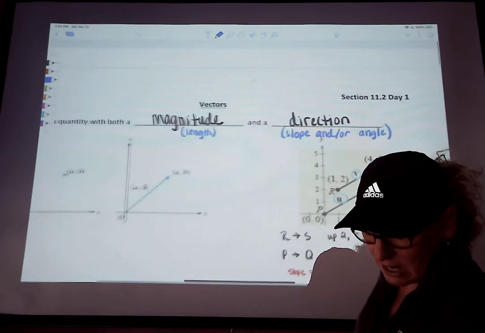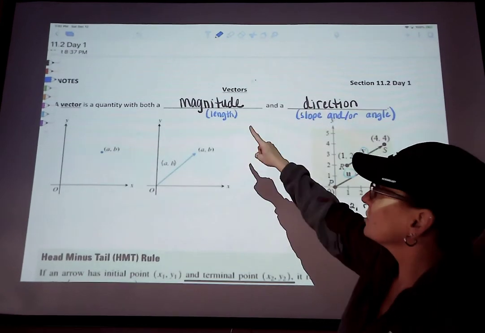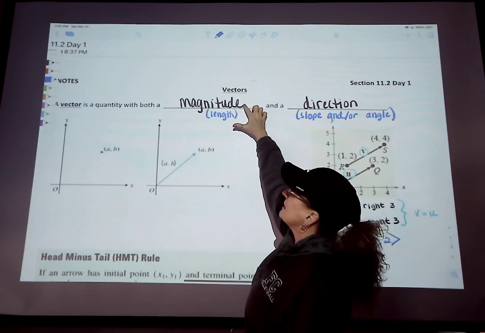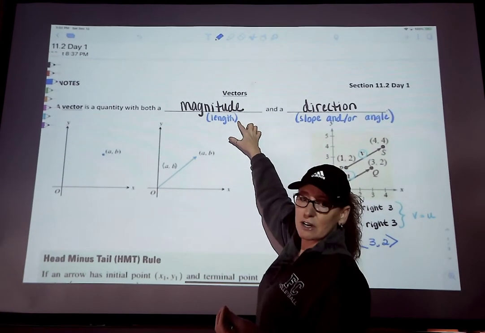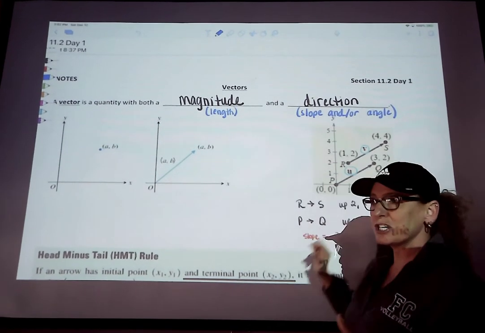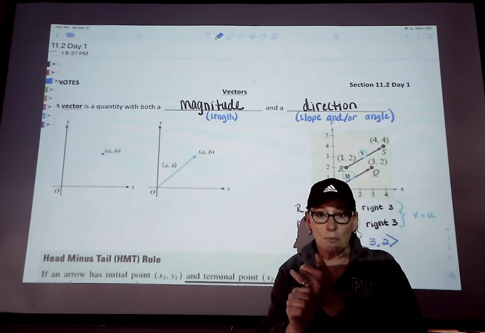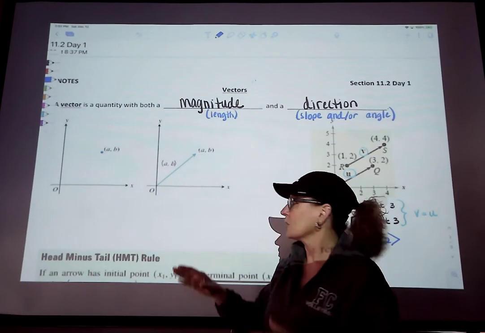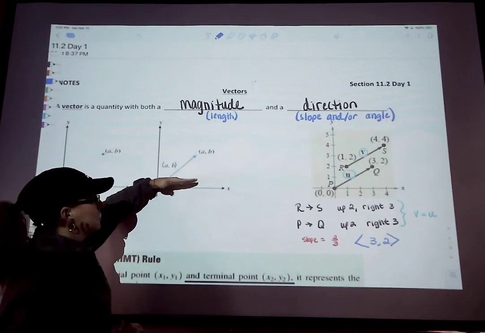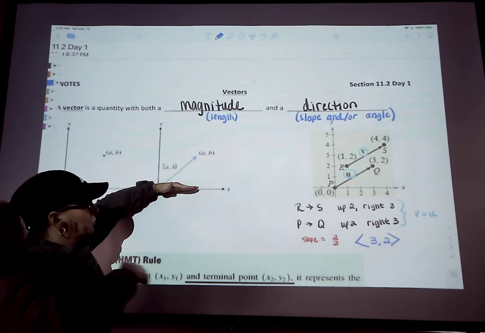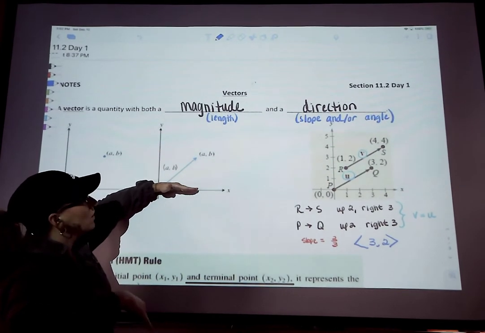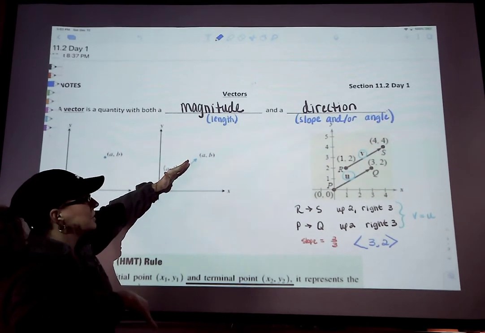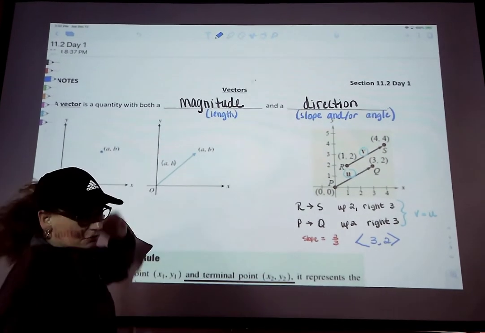Oh, and a vector is a quantity with magnitude and direction. Magnitude really implies the length of the vector. The direction implies either the slope and/or the direction angle of a vector, like from an initial position of 0, what was the direction that you went? The angle of direction.